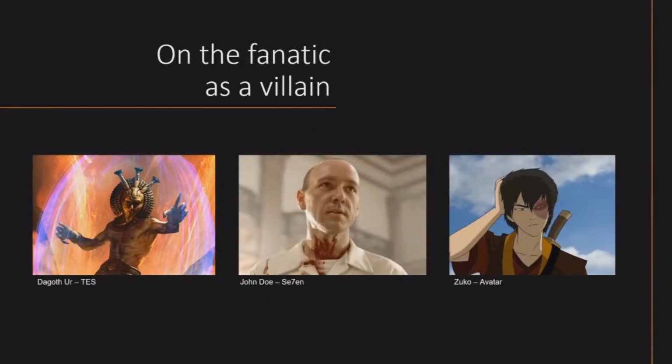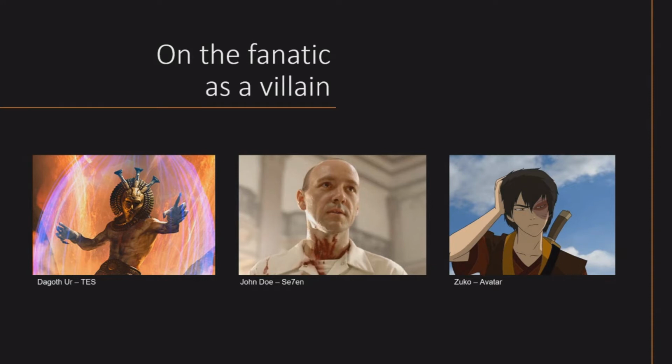Here's three examples of a fanatic as a villain. Once again, Dagoth, the dude stuck in a volcano with a piece of pottery on his head. He believes that it's his moral duty or his divine right to rid first Morrowind and then the entirety of Tamriel from his enemies, who's everyone but the Dunmer.